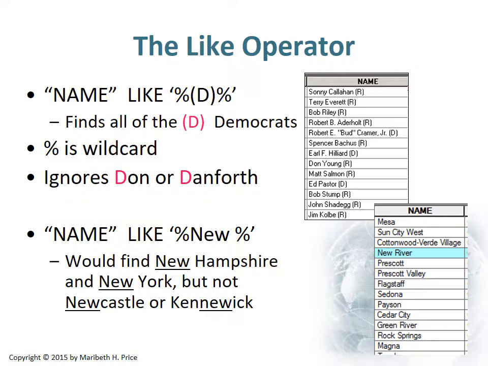If you're looking for the second example, name LIKE 'New %', New Hampshire, New York, 'New' with a space is the actual search term, surrounded by the percentage signs as wildcards. So you'd get New Hampshire, New York, but not Newcastle or Kennewick as the things using the LIKE operator. So name LIKE this, or whatever variable it is, LIKE that. That's another way that you can search text-based information.